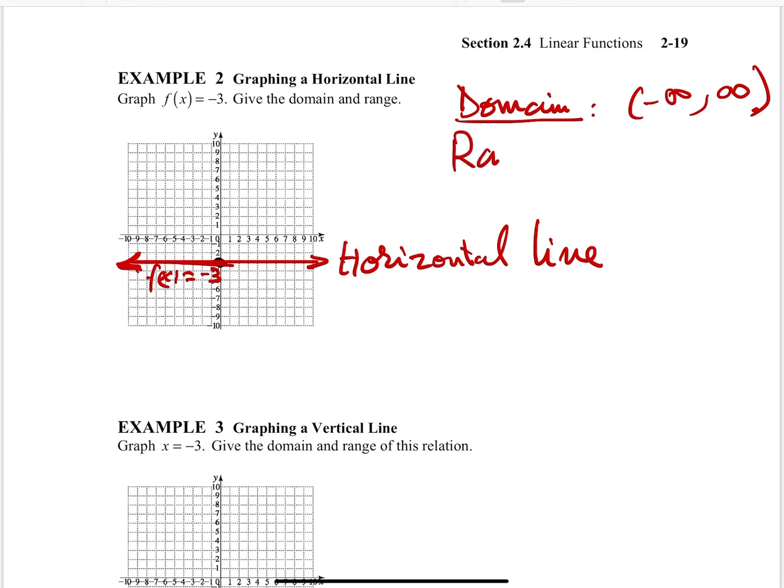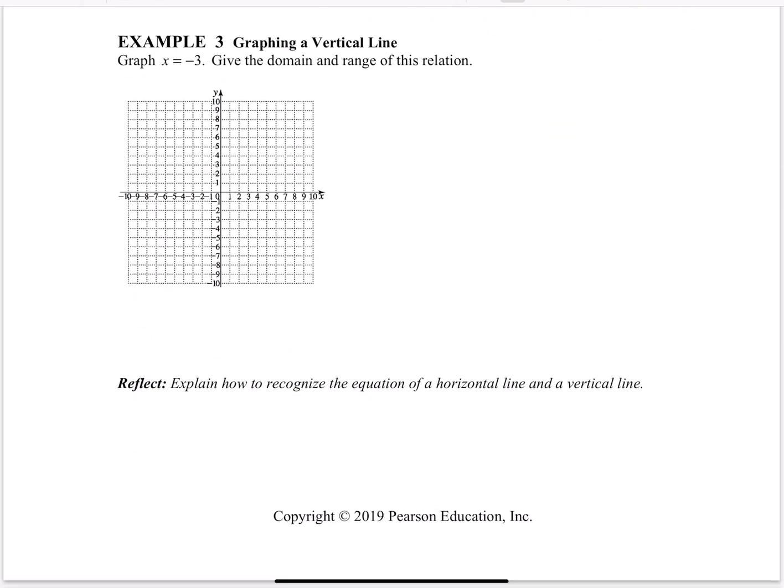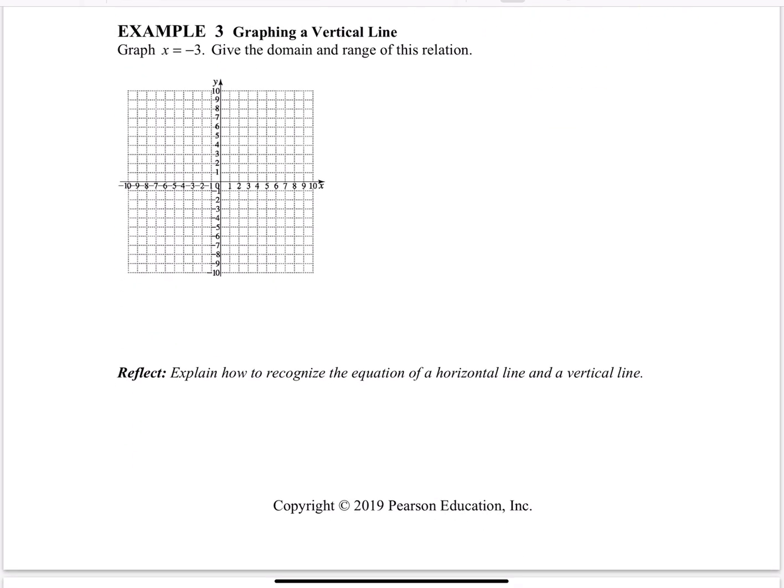The range here, okay. The domain, look at the x-axis. The range, look at the y-axis. And on the y-axis, you only have the graph crossing at negative 3, then the range is the set of negative 3. That's it, okay? Good.